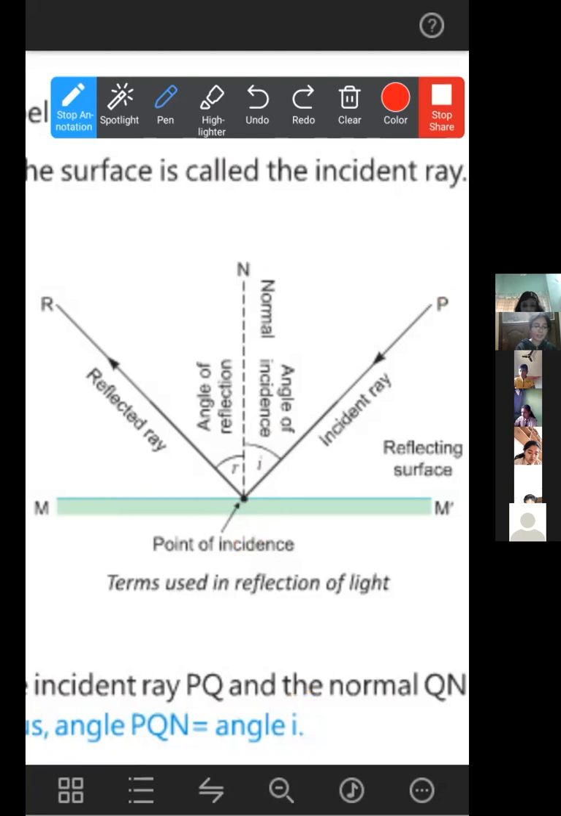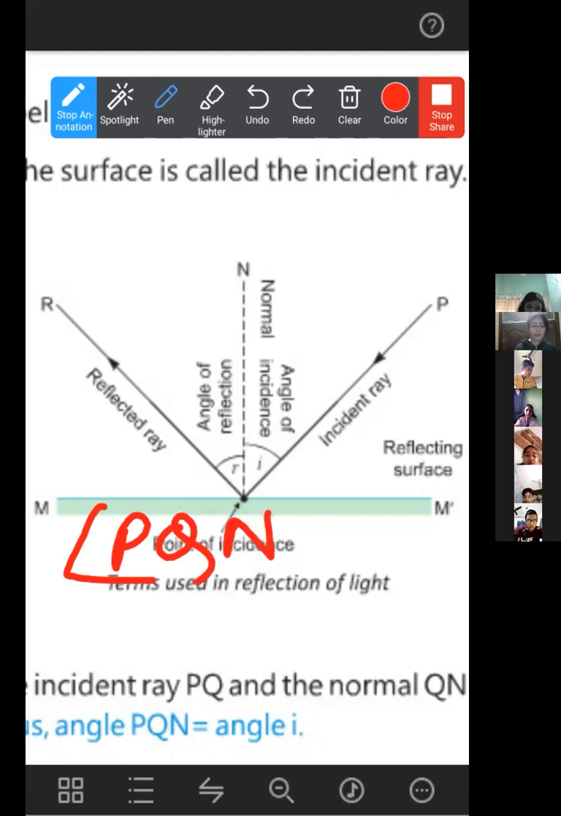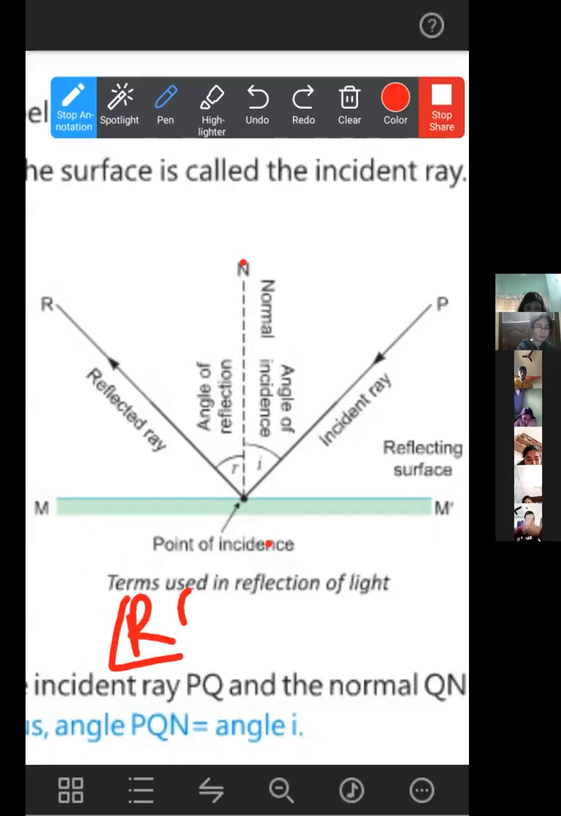So just avoid writing the words angle PQN. How you can write it? You can write it with the angle sign, right? You have learned it before? Yes, ma'am. Angle PQN is equals to I is equals to angle of incidence. Okay. Similarly, NQR or RQN. Angle RQN is equals to R is equals to angle of reflection. Okay. So these are the two lines. If you write these two lines and draw this picture, you will get the full mark.